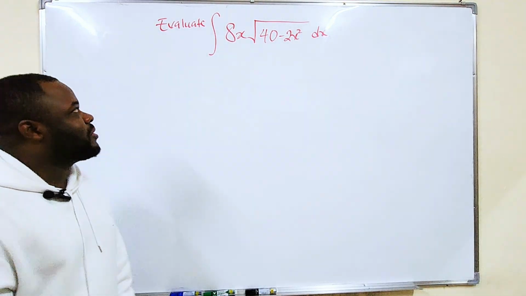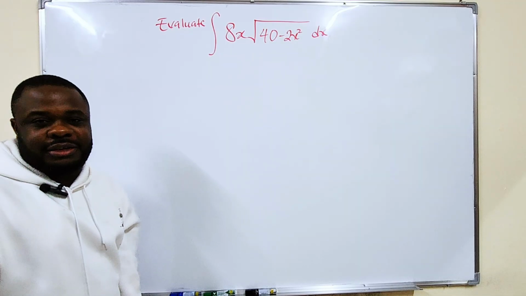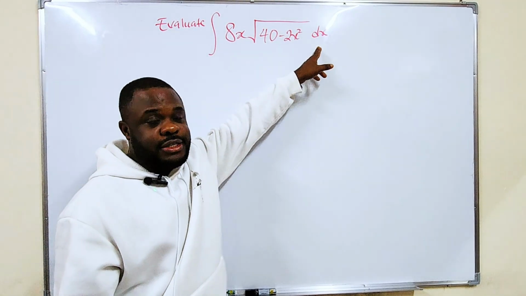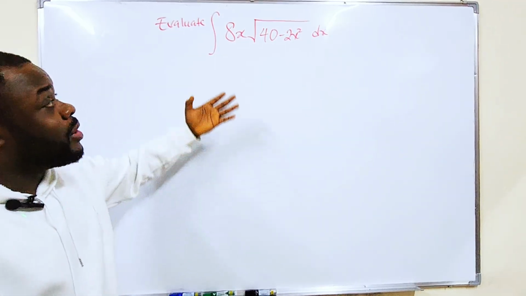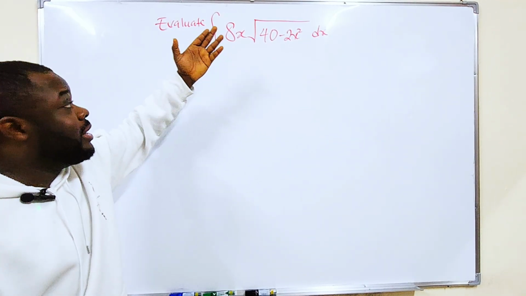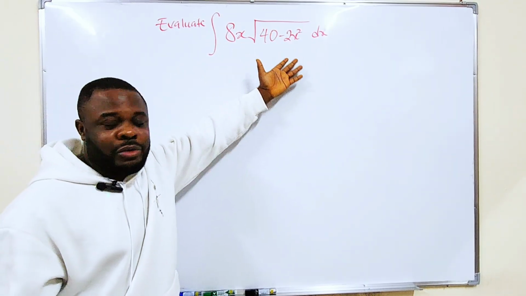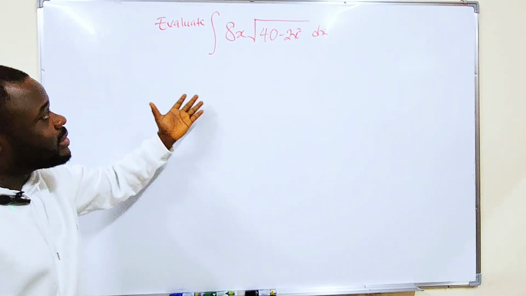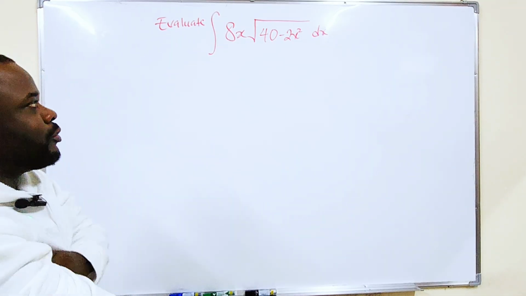Welcome back. We are asked to evaluate this antiderivative with respect to x. What we are going to do here is very simple. You can see we have a lot of functions here: a linear function multiplying a radical function, and we also have a quadratic function. So the best thing for us to use to evaluate this is the u-substitution method.